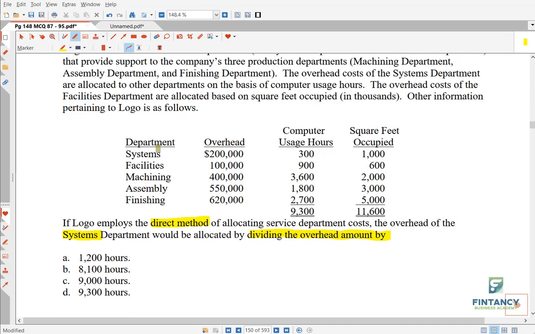Now see, the requirement is very important. First of all, the method is direct method, in which you remember the first thing: we don't give anything in between service departments. In between service departments, if there is any service going on, we ignore it. That is not applicable in direct method. So the service which systems department is giving to the other department, facilities, will we consider it or ignore it?